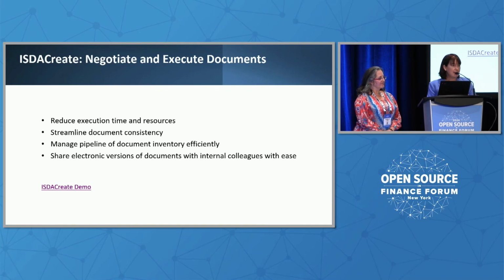Now, ISDACreate, as I mentioned, is an online negotiation tool that can help reduce execution time and resources for legal and operations folks. It can streamline document consistency, so that using templates, you can make sure you're using the same information for each counterparty relationship, or alter it if you want to. You can also manage the pipeline of document inventory efficiently rather than having emails or, back in the day, faxes. People still use faxes in collateral, it's scary. And then you can share electronic versions with internal colleagues, so if you need sign-offs from different groups.